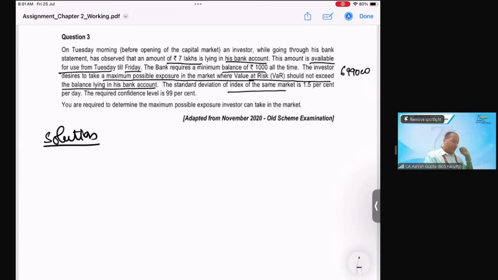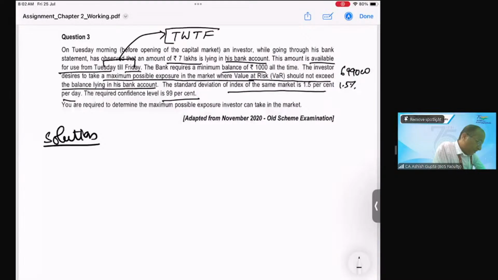The standard deviation of the index of the same market is 1.5%. Okay, this is a standard deviation per day. Again, very important. The required confidence level is 99%. You are required to determine the possible exposure the investor can take in the market. Now see, it is a Tuesday morning, and you have time from Tuesday to Friday. The period of investment is Tuesday, Wednesday, Thursday, and Friday. So these 4 days are available with me for taking the position.